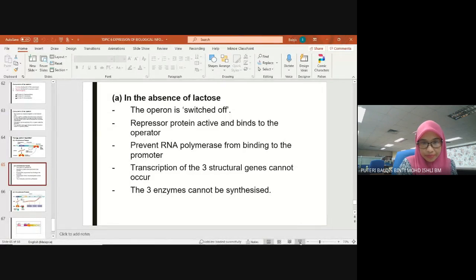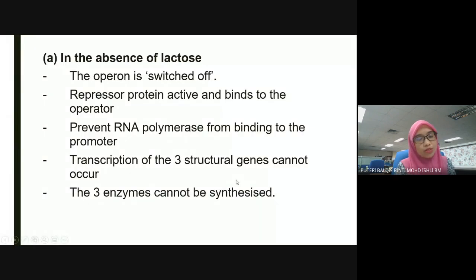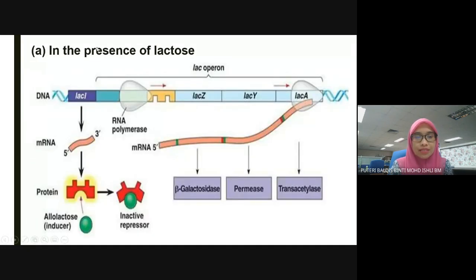Okay. So in the absence of lactose, the three enzymes cannot be synthesized. Maksudnya beta galactosidase tak ada, permease tak ada, transacetylase pun tak ada. Okay, that is in the absence of lactose. Now in the presence of lactose, sama juga, we have lacI, promoter, operator and the structural genes: lacZ, lacY, lacA.